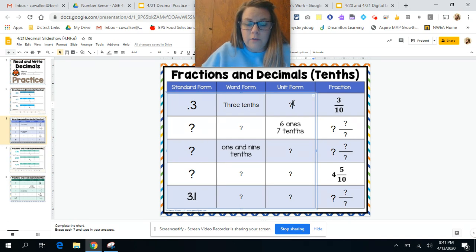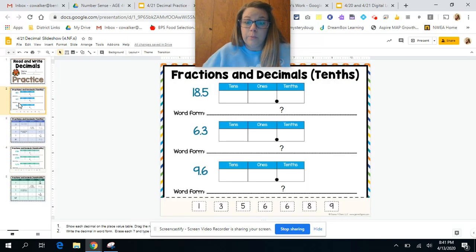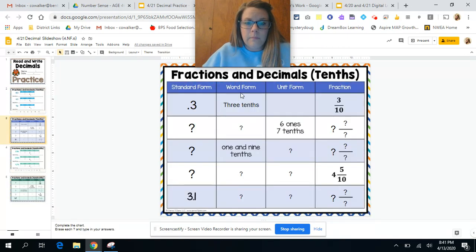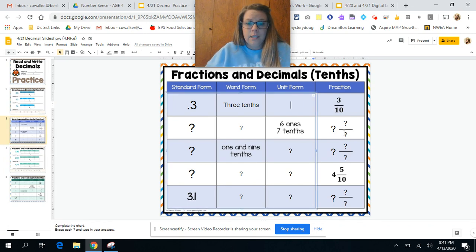Then you have that unit form. So it's wanting you to break those apart just like you would if you were on this slide. So what is in each place value? For this unit form, are there any ones? Nope, but what place value do we need? Just 3 in the tenths place. That's it. It's the only unit that there is.